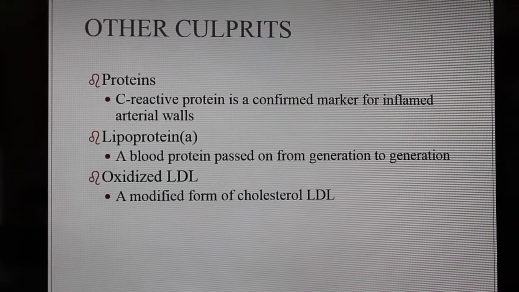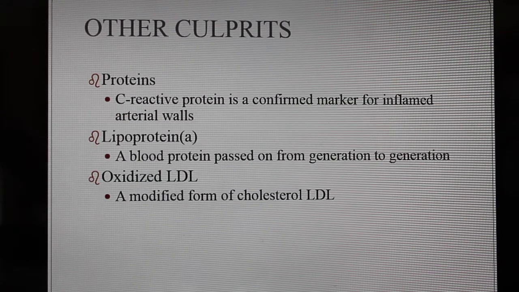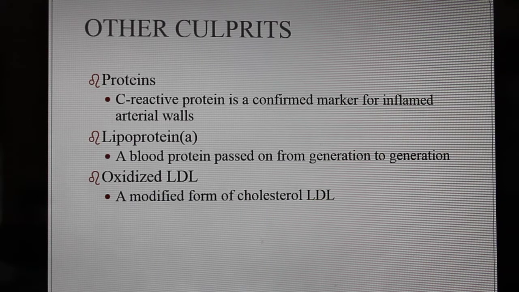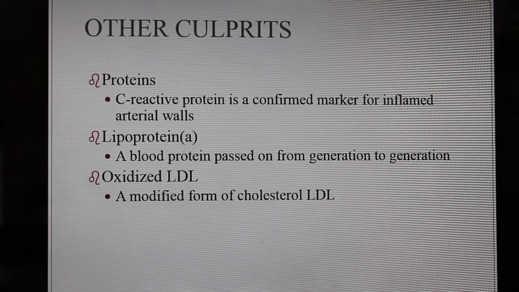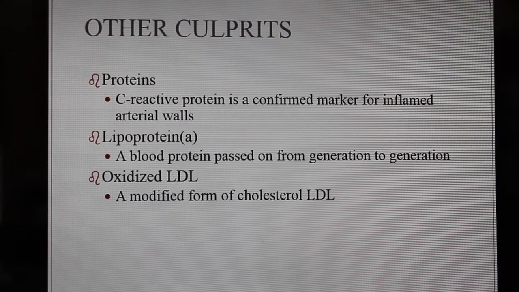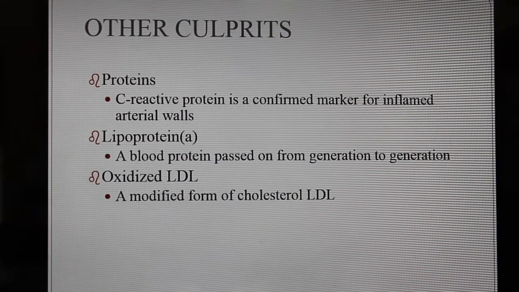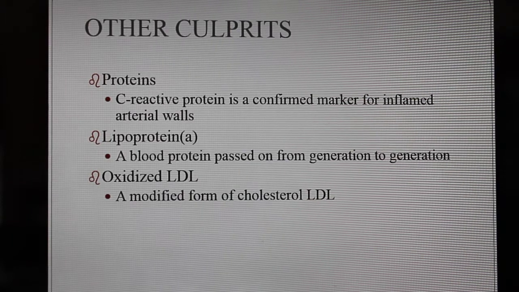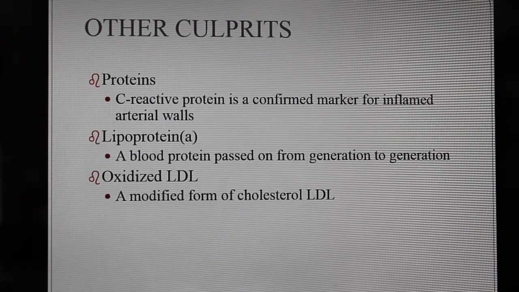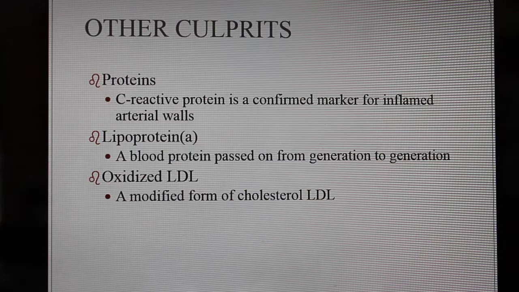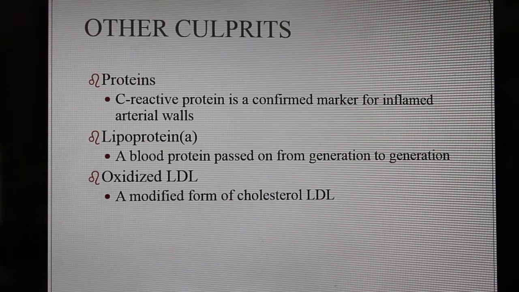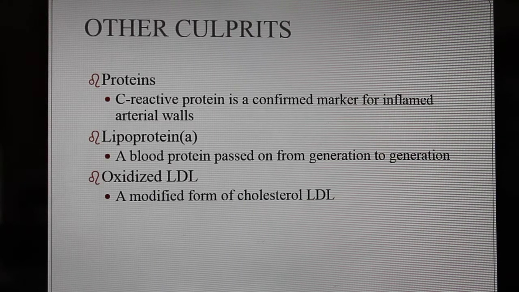okay? Other culprits, proteins. You have probably heard of C-reactive protein, CRP. You might have heard of that in the hospital. When they do labs, a lot of the time they'll do these as cardiac markers and look at this. It's just a marker for inflamed arterial walls. They're looking for C-reactive protein, or CRP. Okay, when you're in the hospital with me, we'll probably see lots of these labs drawn.